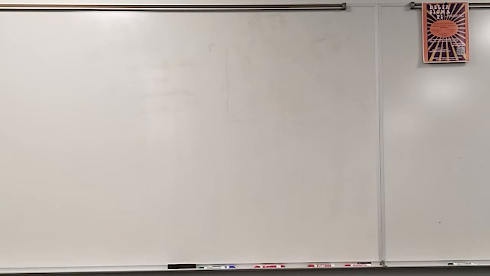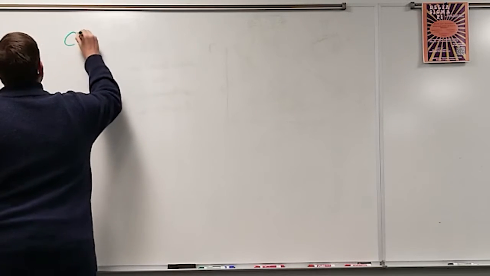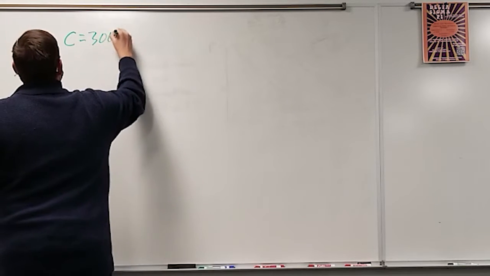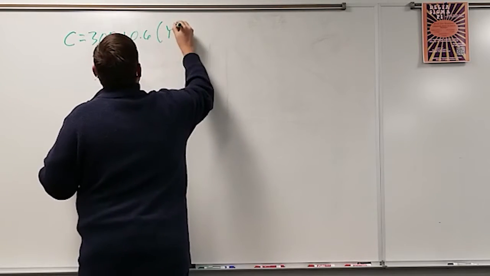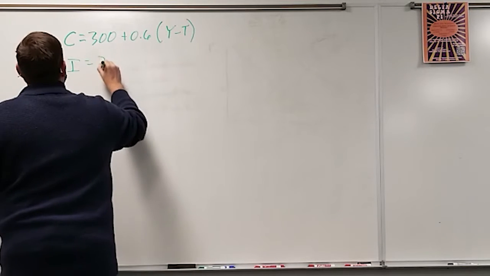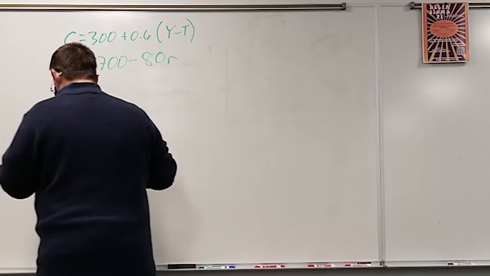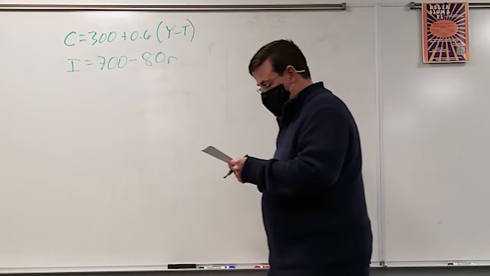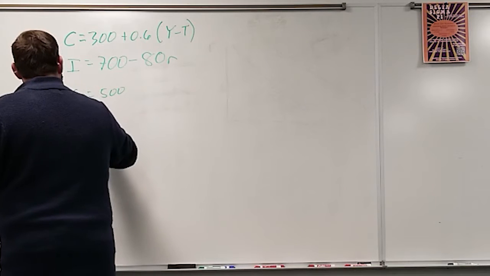So suppose that we have an economy and we were actually given a consumption function for this economy, given some numbers here. Suppose the consumption function is C equals 300 plus 0.6 times (Y minus T). Investment is equal to 700 minus 80R. Okay? And government purchases and taxes are 500 and 500.